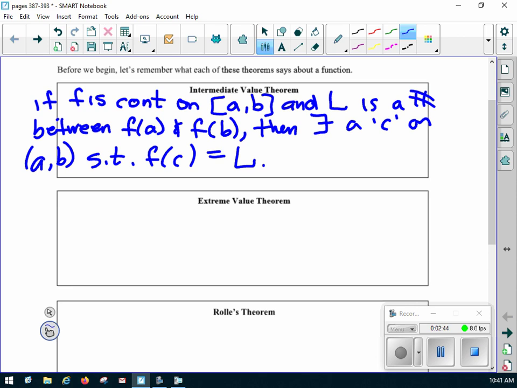Now if you'd like, I'm going to draw a picture to represent this that might help.